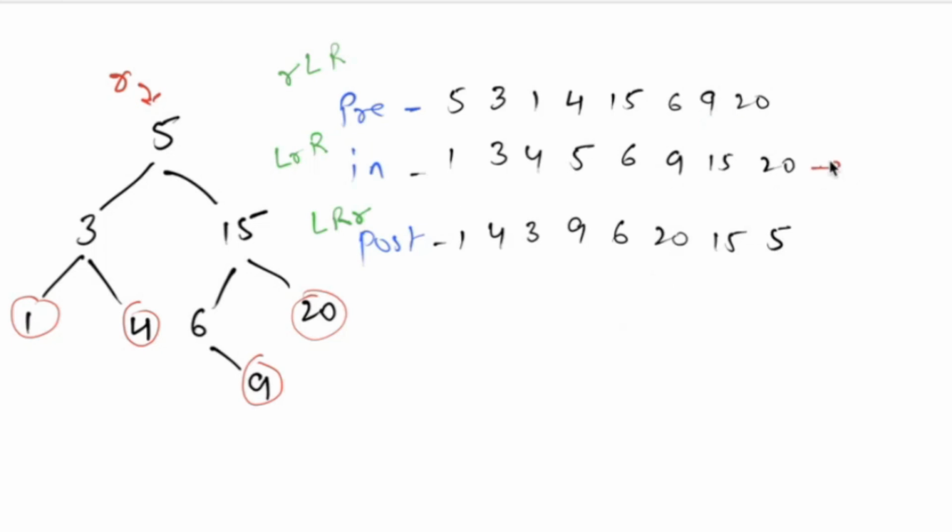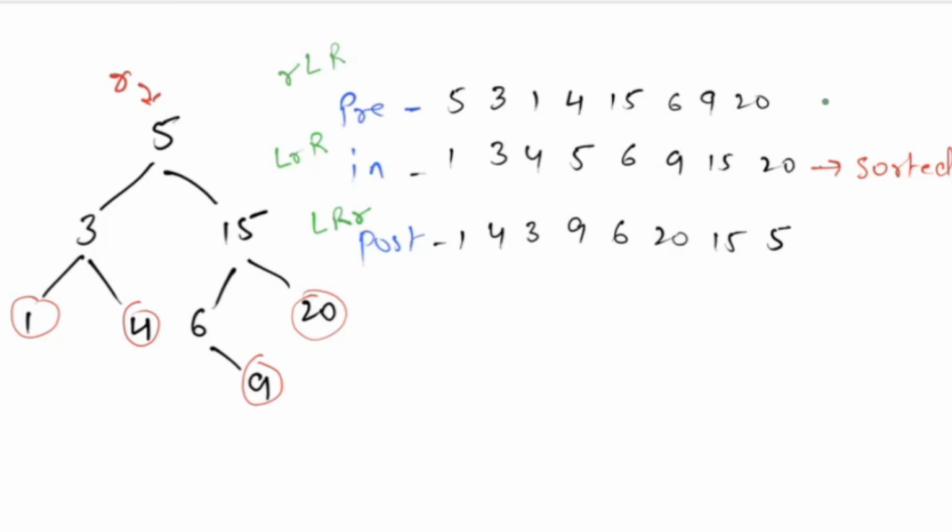If you have a binary search tree, then the in-order traversal will be sorted. In fact, sortedness is both the necessary and the sufficient condition for a binary search tree. If the in-order traversal is sorted, then the tree is a binary search tree, and if the tree is a binary search tree, then the in-order traversal has to be sorted.